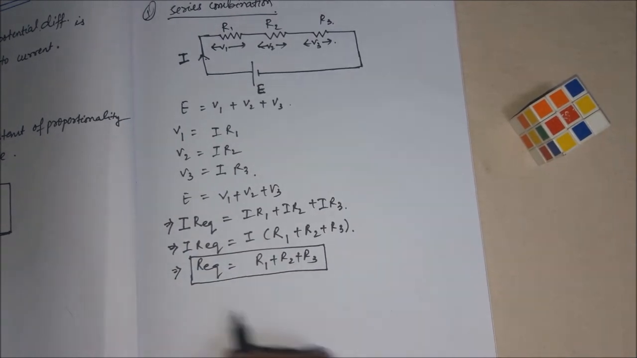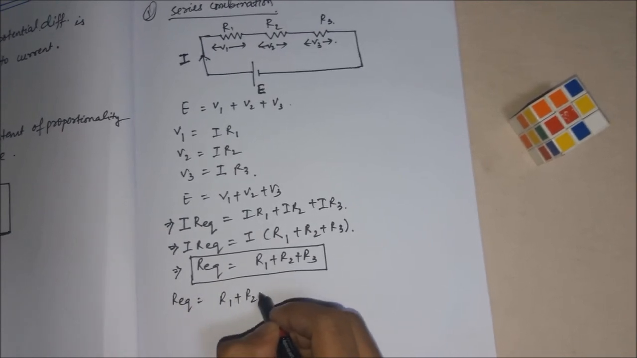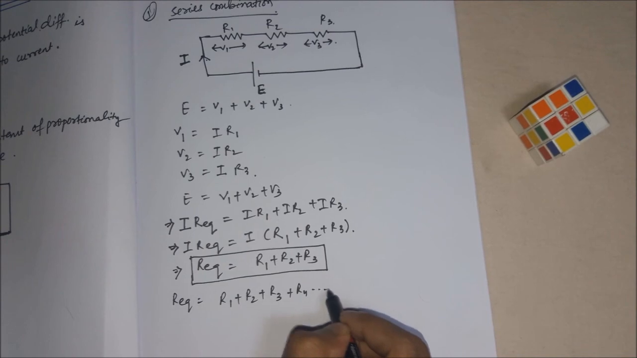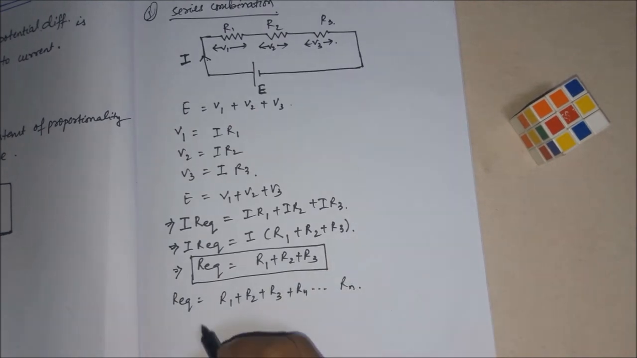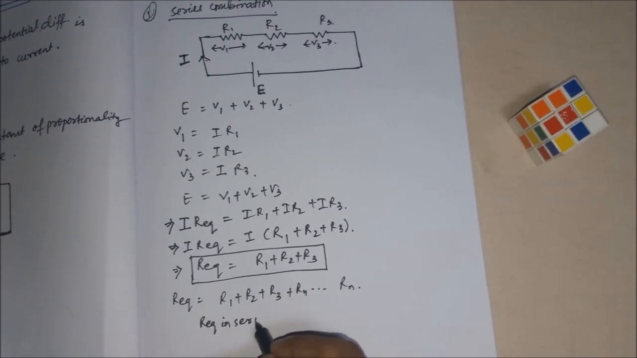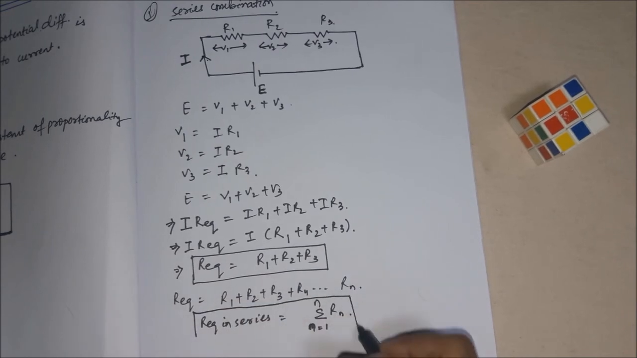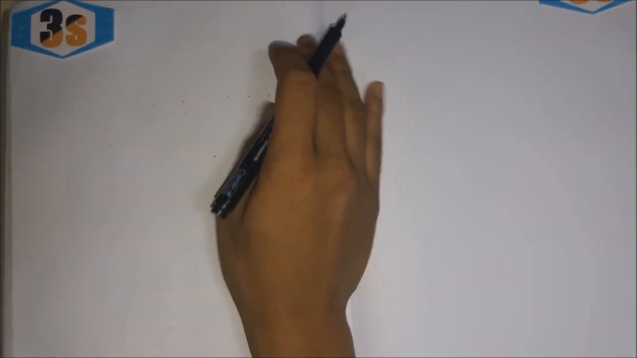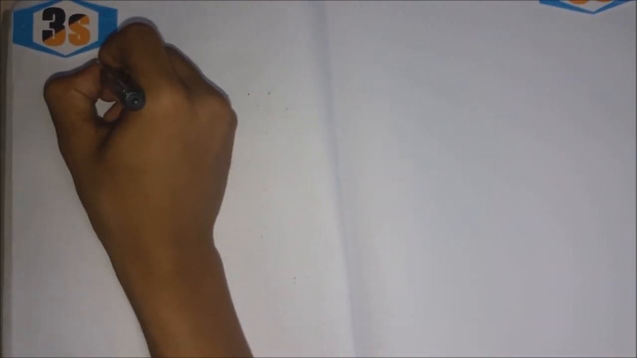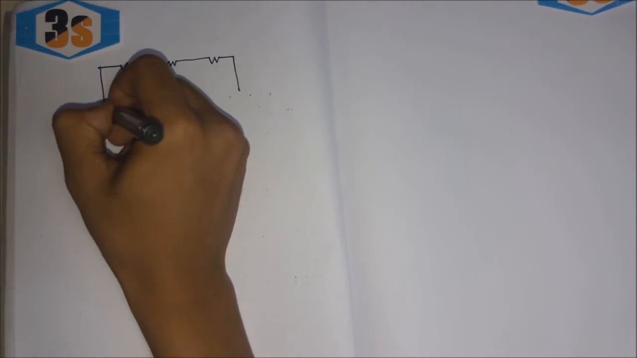So from this we get that in a series combination of resistances, R equivalent equals R1 plus R2 plus R3 plus R4 up to Rn, if there are n resistors connected in a series combination. So R equivalent in series is equal to the summation of resistances Rn from n equals 1 to n. This is the required relationship. Now let us solve an exemplar problem involving the series combination of resistors. We have a similar series circuit.